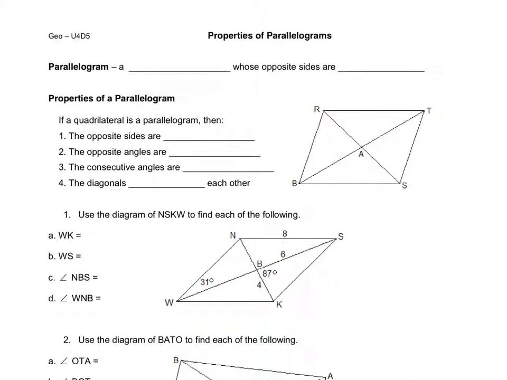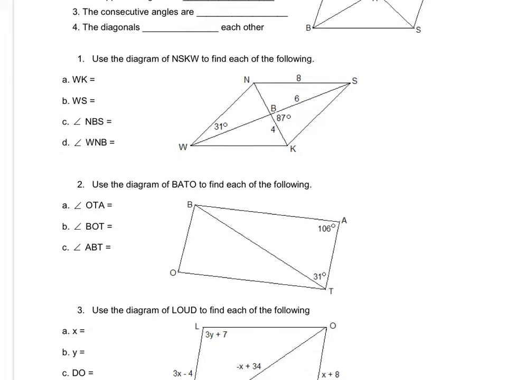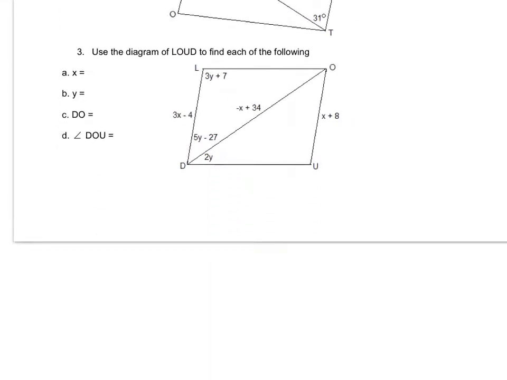So if you remember, last class we went over properties of parallelograms. We talked about the fact that a parallelogram is a quadrilateral whose opposite sides are parallel, and there are 4 other properties that fall under parallelograms. So we went through our problems, we got all the way through the first page.